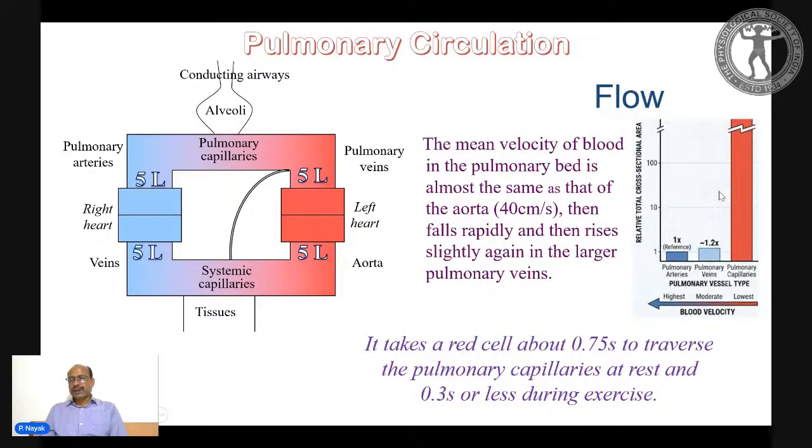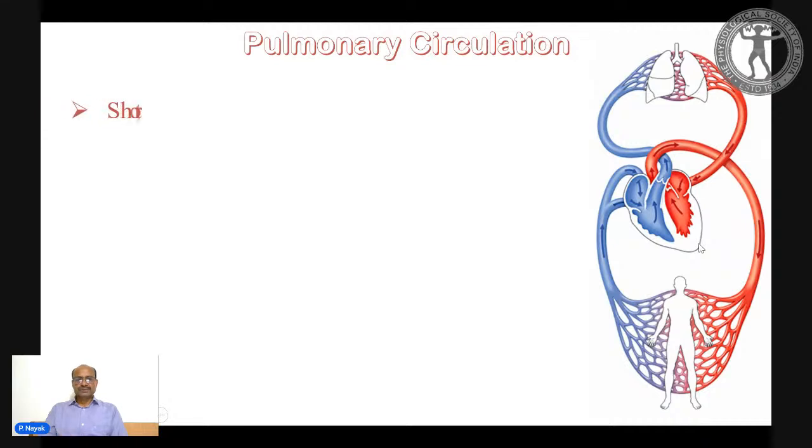So if we compare pulmonary arteries, pulmonary veins, and the pulmonary capillary, the blood flow rate is lowest at the capillary, because the same amount of blood is being distributed over a large cross-sectional area, and then the arteries and veins are comparable, matching with each other.